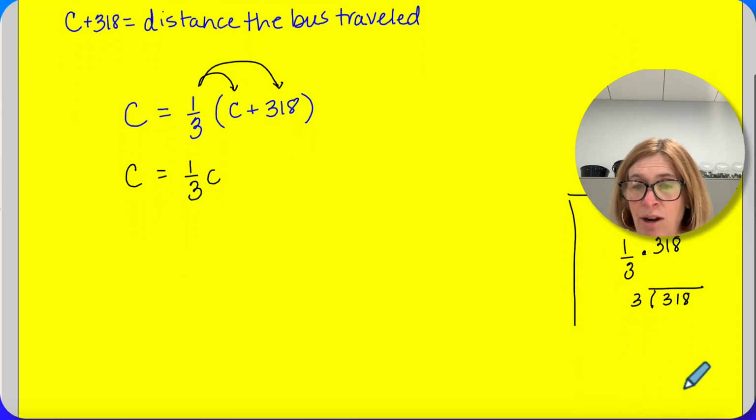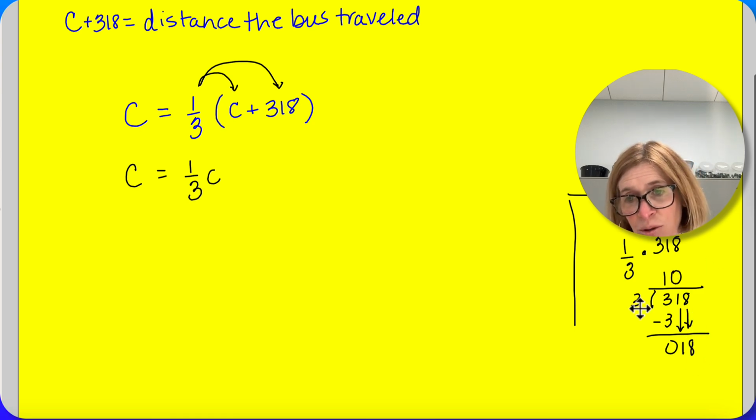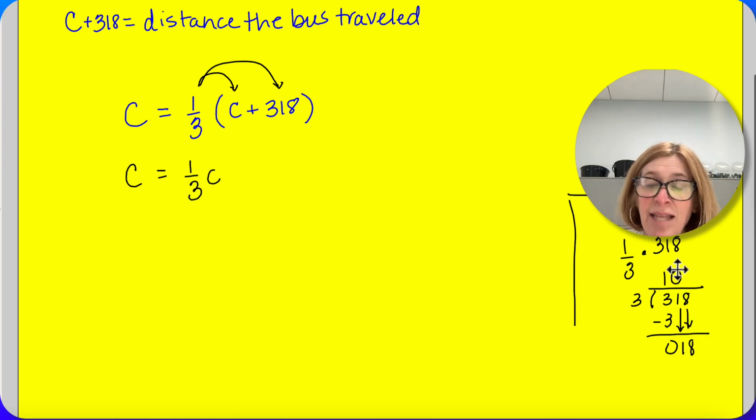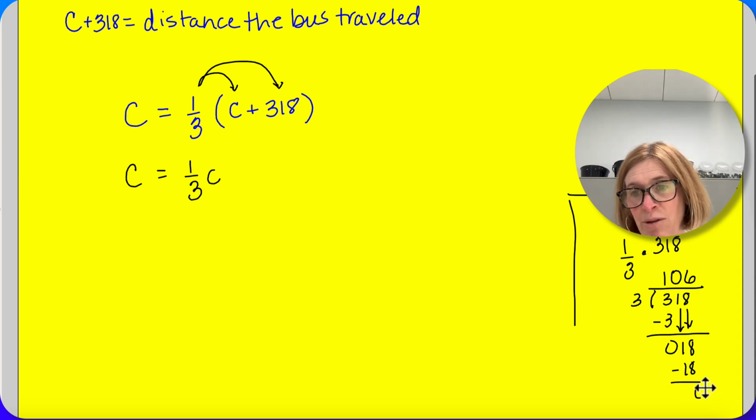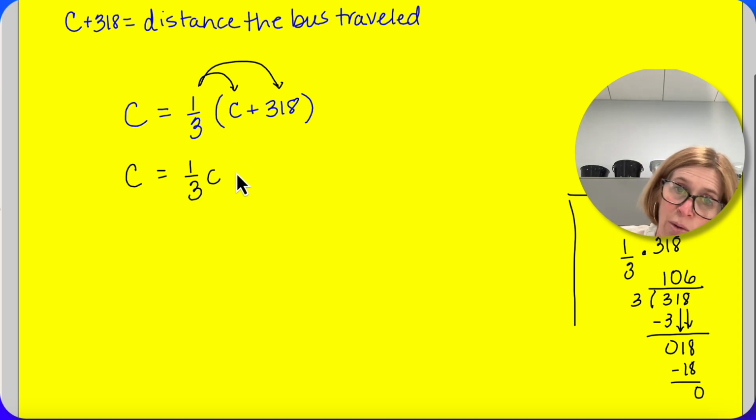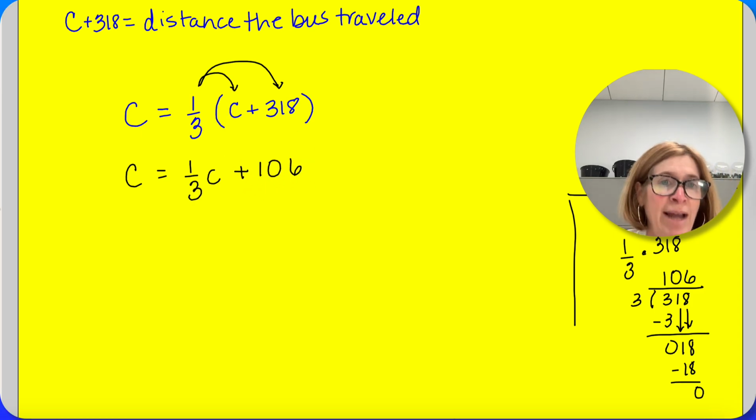So let's see what we've got here. 3 goes into 3 once. Bring down the 3, subtract. I get 0. I bring down the 1. It doesn't go into 1, so I put a 0, and then I bring down the 8. So 3 goes into 18 6 times, and I get 18 and a remainder 0. So 3 times 106 gives me 318. So plus 106.